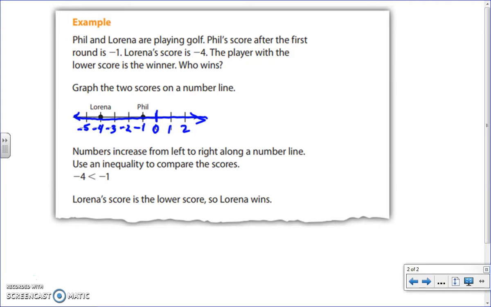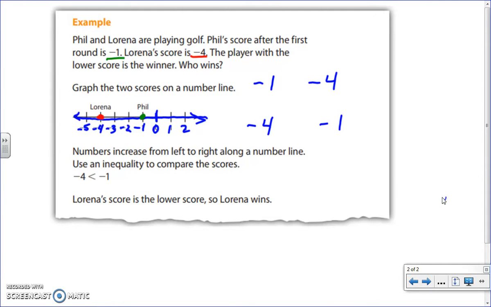And you would compare each of those numbers. To compare the numbers, you would probably graph the point -1 for Phil and -4 for Lorena. We are actually going to compare them both ways for good practice. So let's compare the number -1 and -4, or let's compare the number -4 with -1.